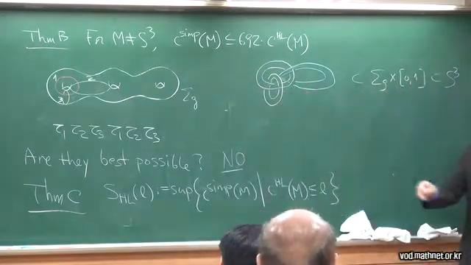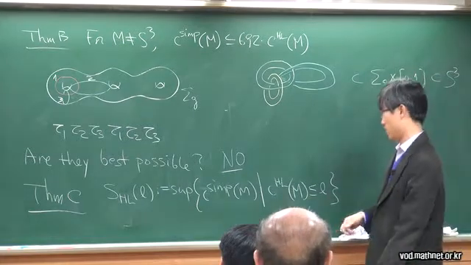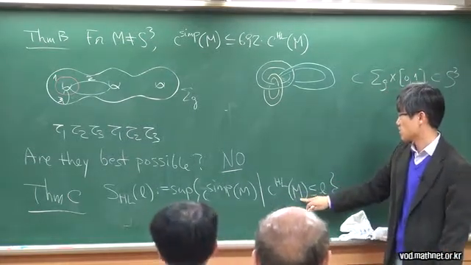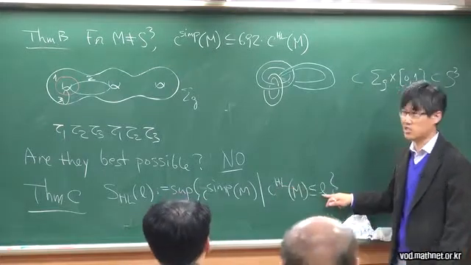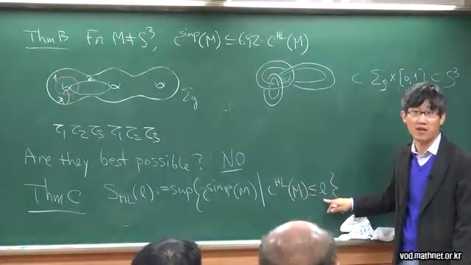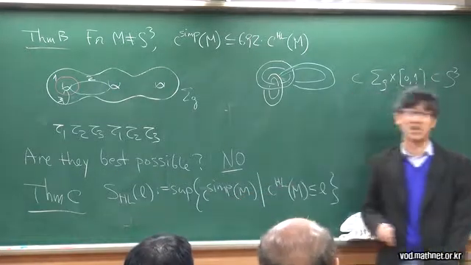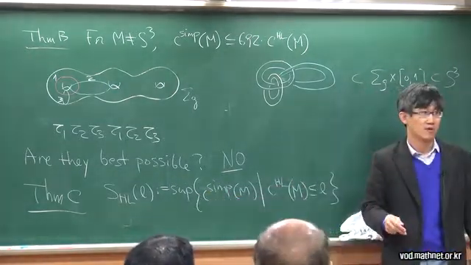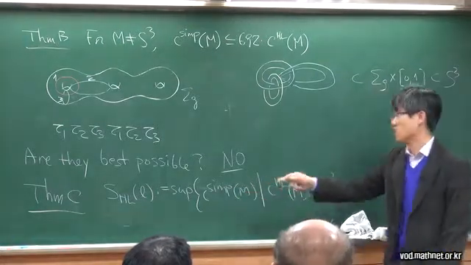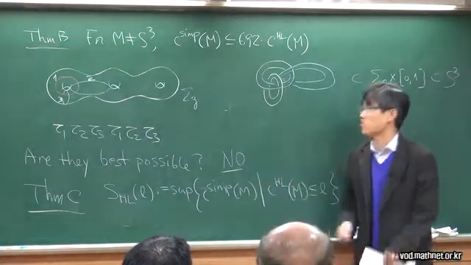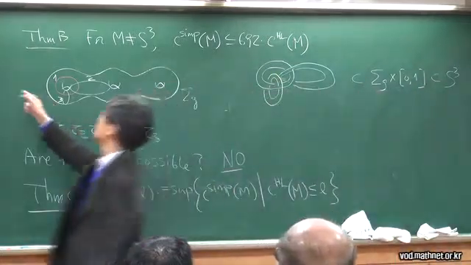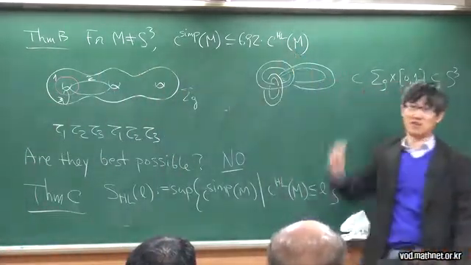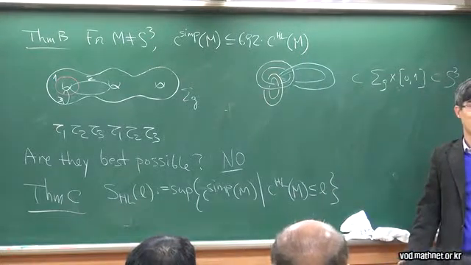Let's define such a function, SHL of L. What does that mean? I look at the manifolds whose Heegaard-Lickorish complexity is at most L, and I look at the simplicial complexity of those and take the supremum. So this is the largest possible value of the simplicial complexity with respect to the Heegaard-Lickorish complexity.